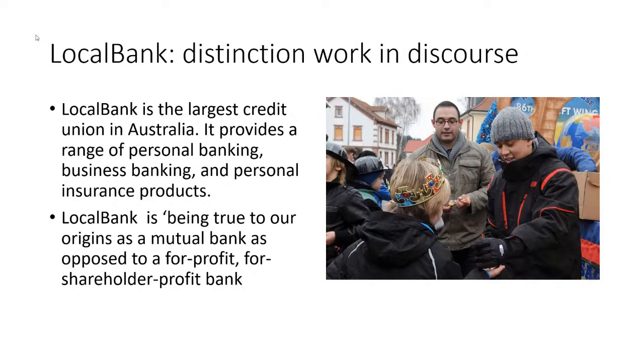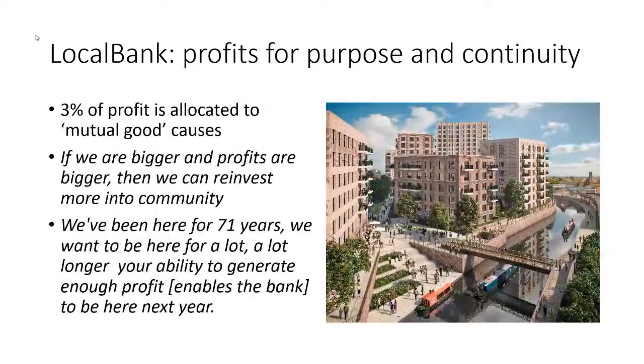But they say that they try to remain true to their origins. They really want to maintain their identity that makes them unique. What do they do in order to maintain their identity? Because immediately we ask them, okay, good, that's wonderful. What do you do about it? They said, well, 3% of what we make as profit is allocated to what we call mutual good causes. So we take 3% and we have a committee that decides which charities, which projects we're going to put this 3% into, and we invest there.